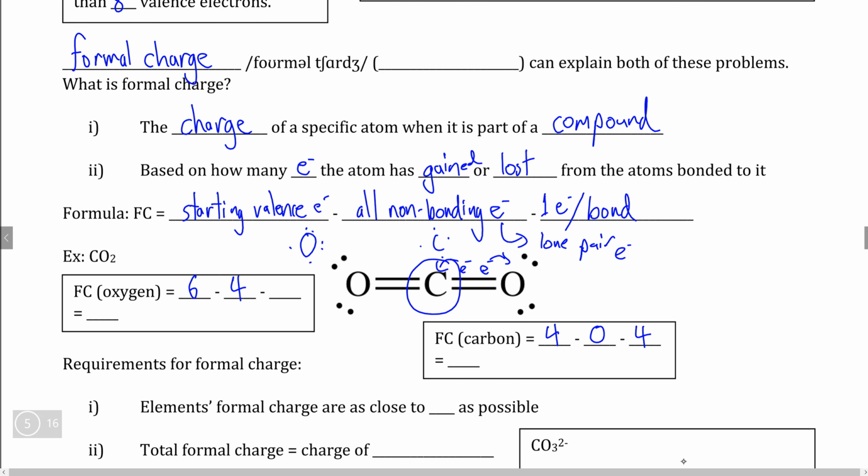And what this means is that carbon has a formal charge of 0, which means that carbon has neither gained electrons or lost electrons, because the original number of electrons that it had as an atom is the same as the number of electrons that it has within the molecule. If we do this for oxygen, we see a similar result. Each oxygen has 2 bonds, and we subtract 1 electron per bond, so this number would be 2. 6 minus 4 minus 2 is 0. So just like carbon, this means that oxygen has neither gained nor lost electrons.